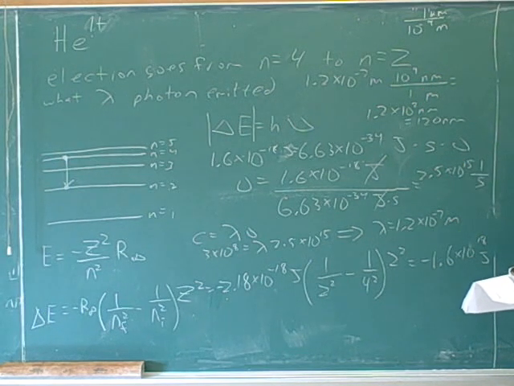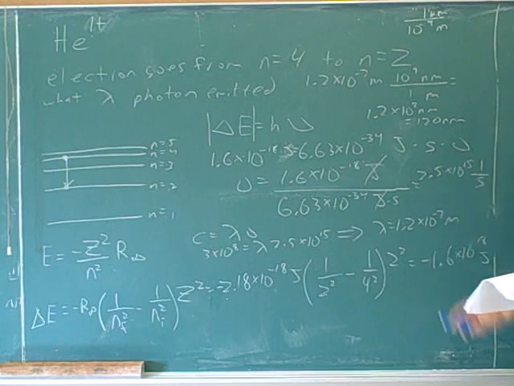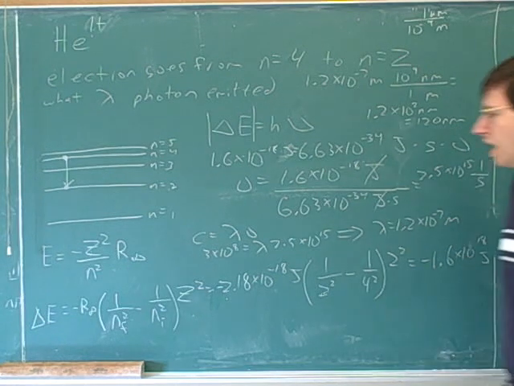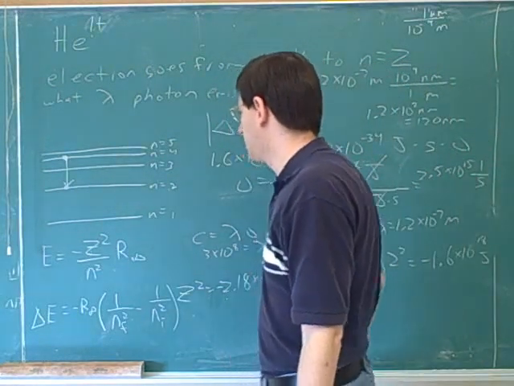So what was the answer to the question? 120 nanometers should be the wavelength. A 120 nanometer wavelength photon is emitted. All right, so here's the basic steps that are involved.